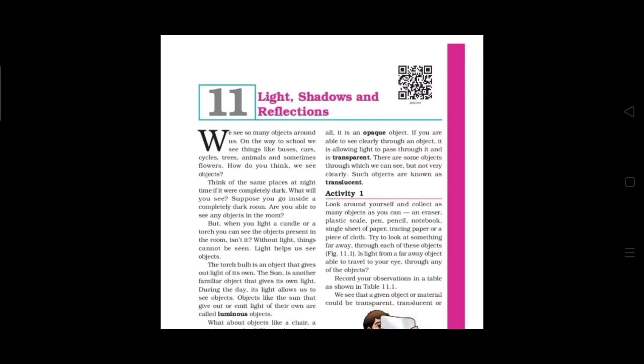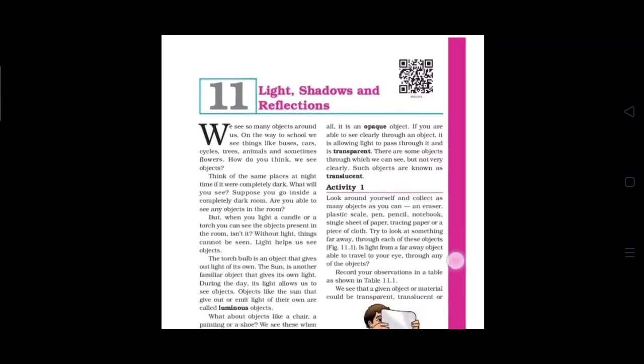Objects like the sun that give out or emit light of their own are called what? Luminous objects. Okay? Objects like the sun that give out or emit light of their own are called luminous objects. The sun gives out light by its own, so it is called what? Luminous object. Okay?